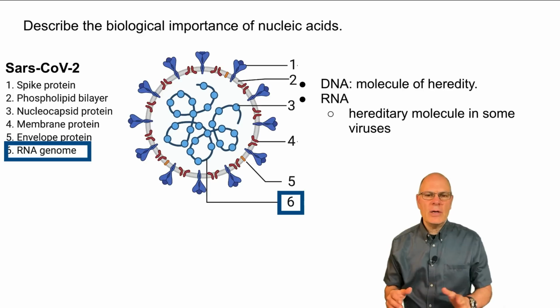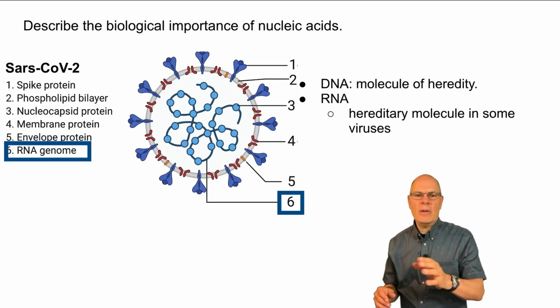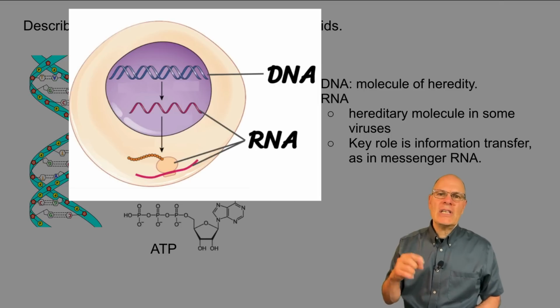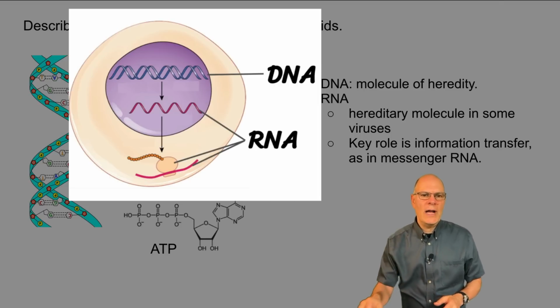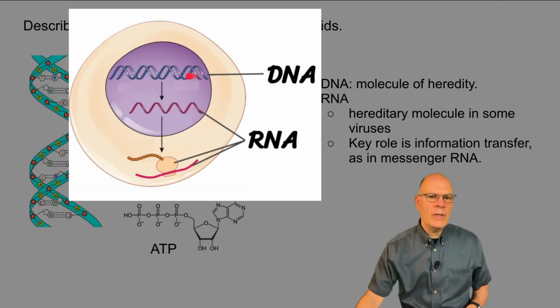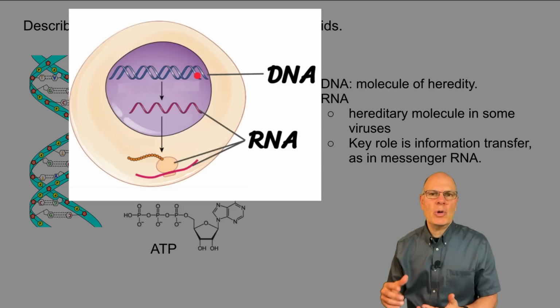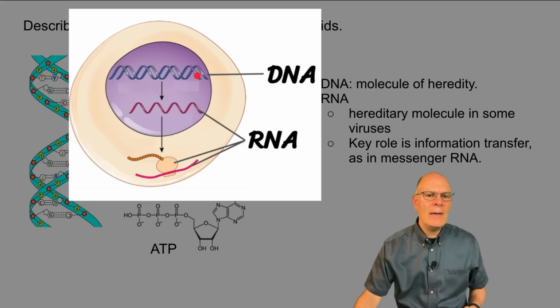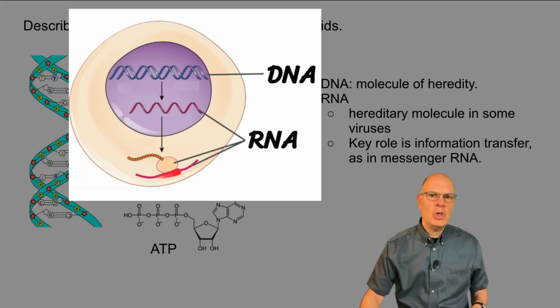RNA has other functions. RNA is the hereditary molecule in some viruses, never in cells. And RNA's key role is information transfer, as in messenger RNA. So within a cell, here is DNA, the repository of genetic information. It has its information transcribed into RNA, and then that RNA goes into the cytoplasm where a ribosome will translate that RNA message into protein.